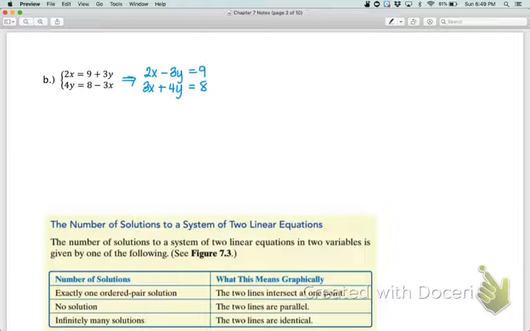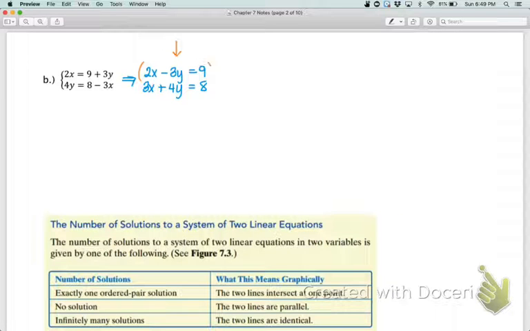So I'm going to choose the y variable as my target because I already have terms that have opposite signs. If you wanted to eliminate x, you certainly can, but you would have to multiply one of them by a negative to get one of the signs to switch. But because these already have opposite signs, I don't need to multiply by any negatives.